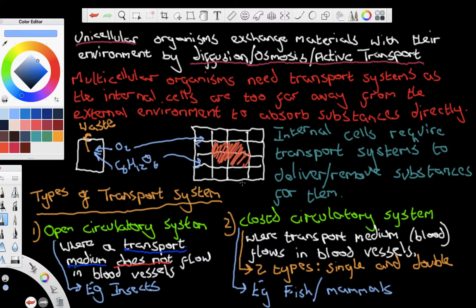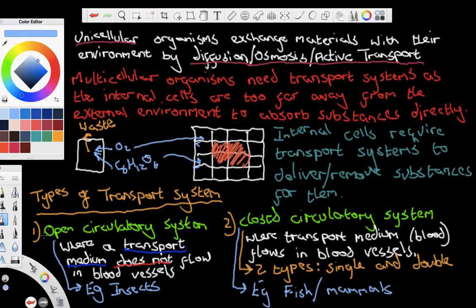We've said that there's two types of transport system. There is an open circulatory system where the transport medium does not flow in blood vessels. This is seen in insects. And we've got closed circulatory systems where the transport medium, such as blood, flows in blood vessels. There's two types, a single closed circulatory system and a double closed circulatory system. And we've said examples of this are fish and mammals.